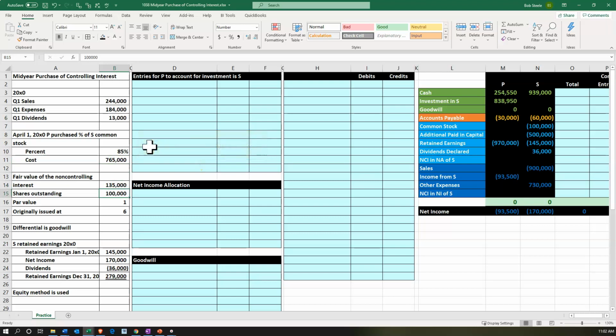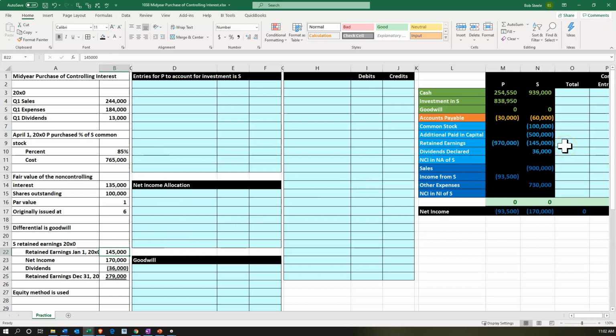The shares outstanding, 100,000. Par value 1. Originally issued at $6. When we calculate the differential, we will attribute that differential to be Goodwill. We'll see that shortly. And then the S retained earnings as of 2000x0, basically the beginning of the year to the end of the year. The statement of equity is the 145,000 at the beginning. And then we have the 170,000 net income, the 36,000 dividends, and then the ending component is going to be 279,000. So you can see that reflected over here.